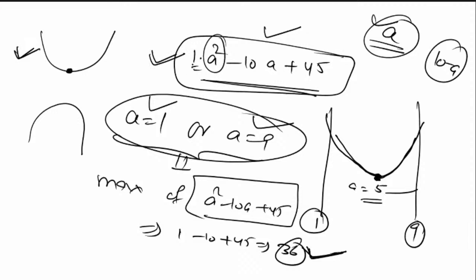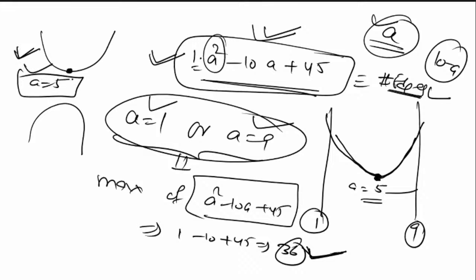We want to maximize this equation, because this equation is nothing but the number of edges. So for that I am doing the differentiation. If I do differentiation, then I will get a equal to 5. But I don't know whether this a equal to 5 is a minima or maxima, so that's why I am doing double differentiation. Double differentiation gives me 2, which is greater than 0. So that's why I know that this is a minima.